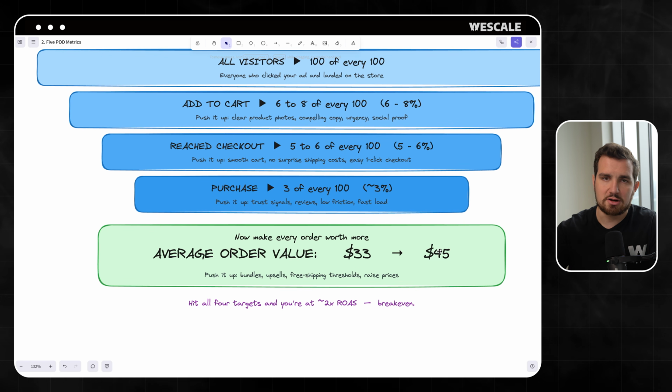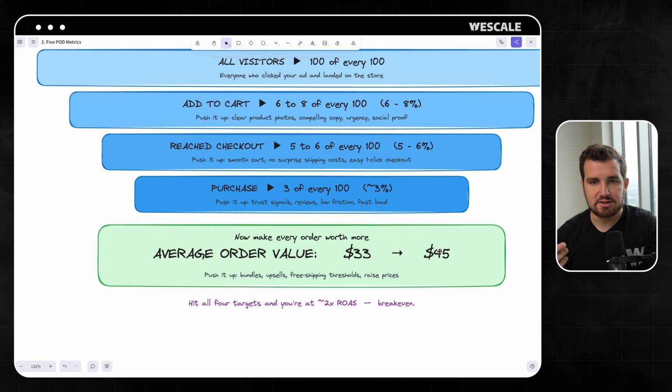Now, some brands go much higher than this, and it heavily depends on the type of product, the price point, all of those things. But what we found is that selling t-shirts in the $30 to $35 range, around 2 shirts per order is a really good area to be aiming for.